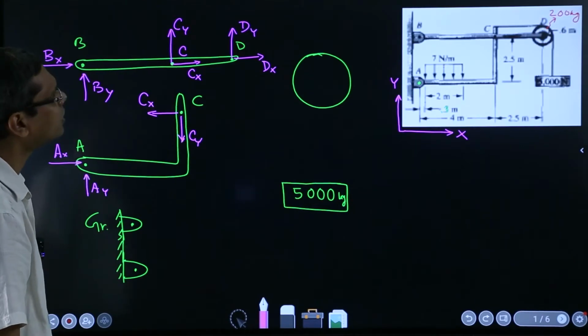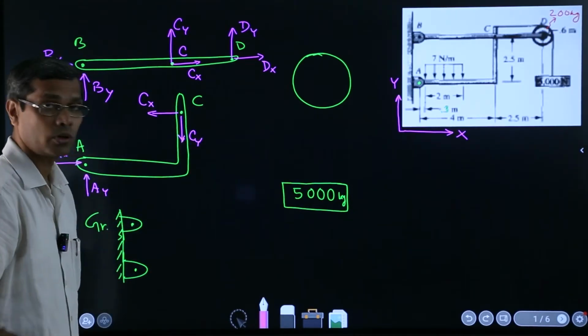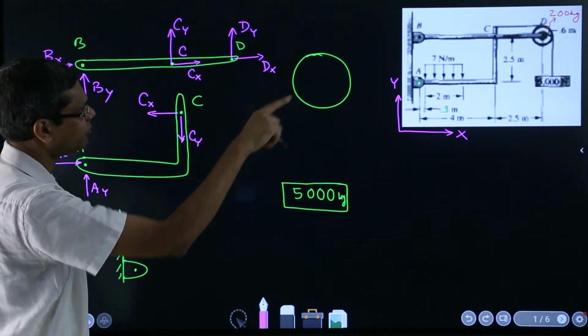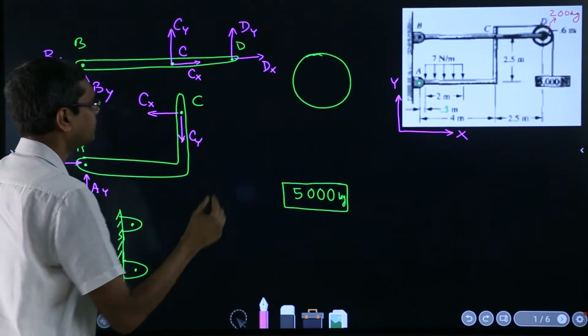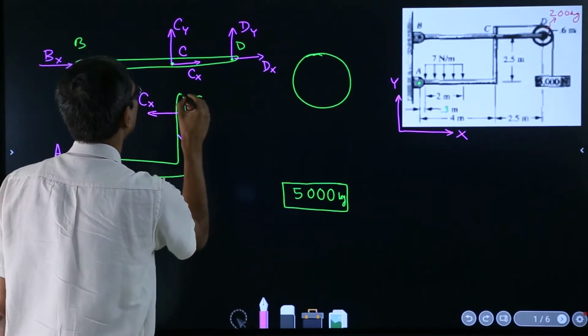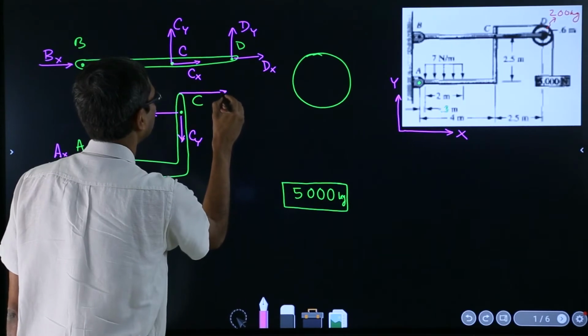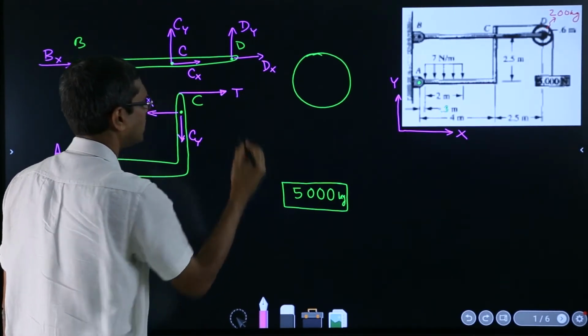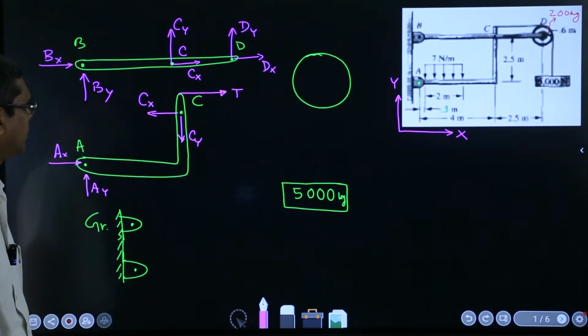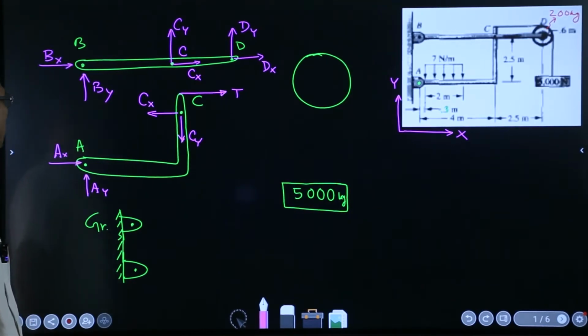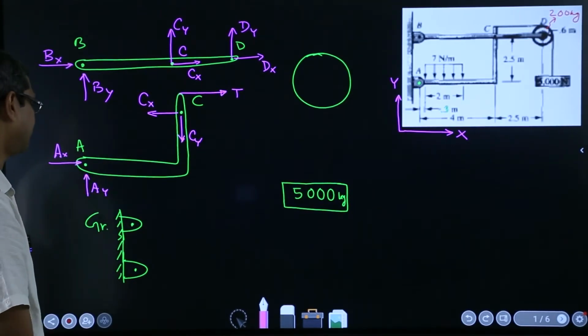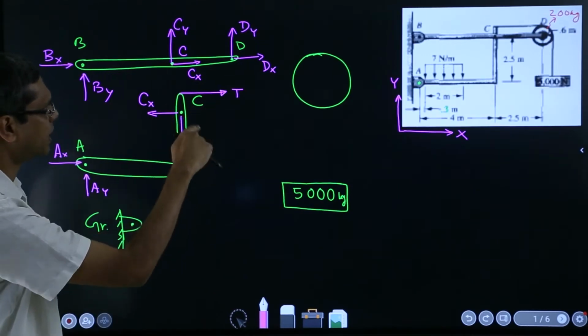And is that all? No. So there is one more force that is coming from that string, right? So that point is actually in this direction. Say, suppose the tension T, right? Now, so that is about the bar AC.